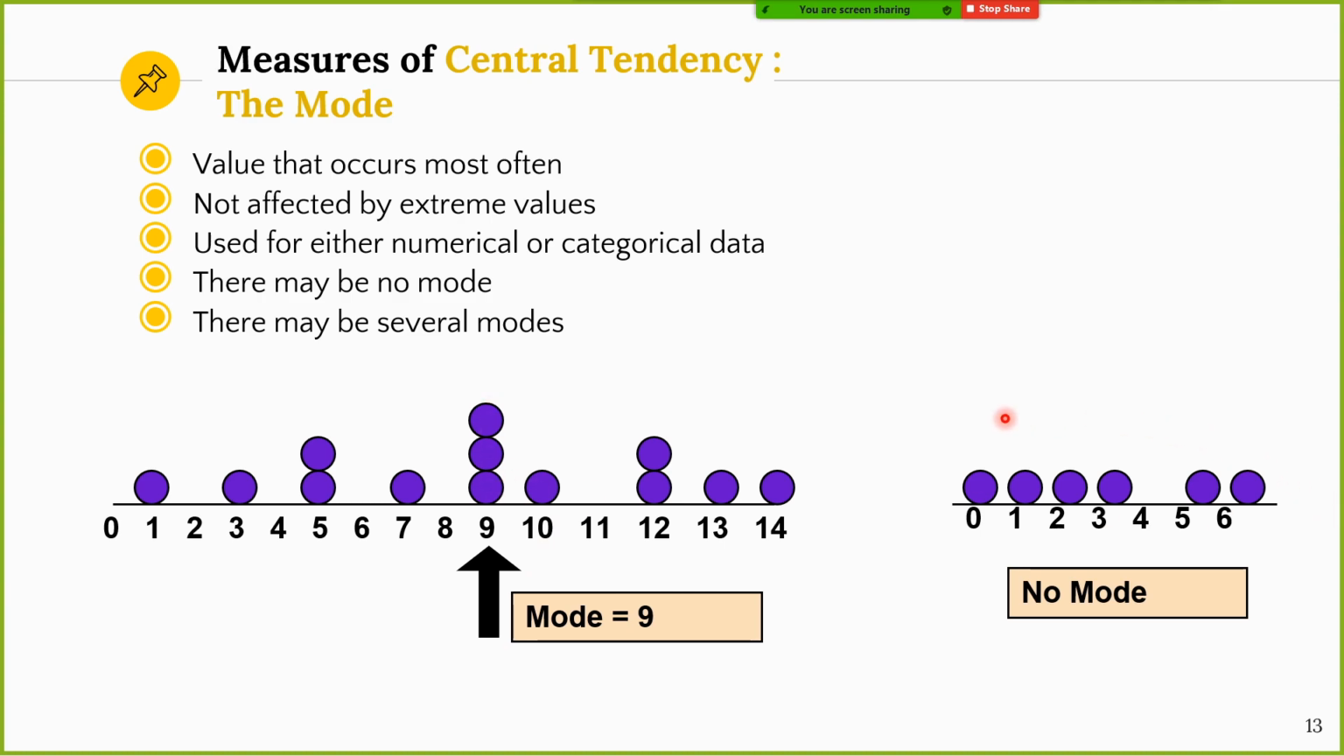How about the right side? We have no frequent number. So we don't have a mode here. So there is no mode if all of the values have the same frequency.